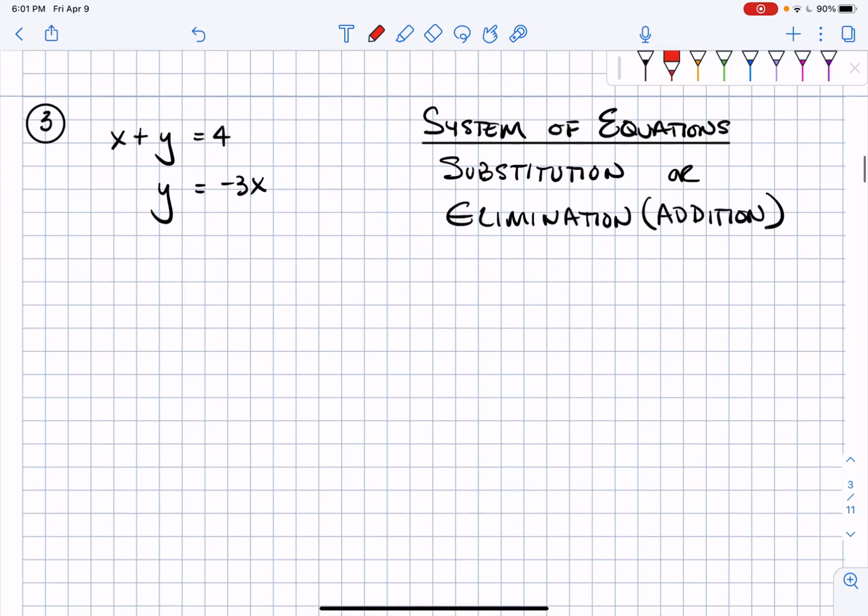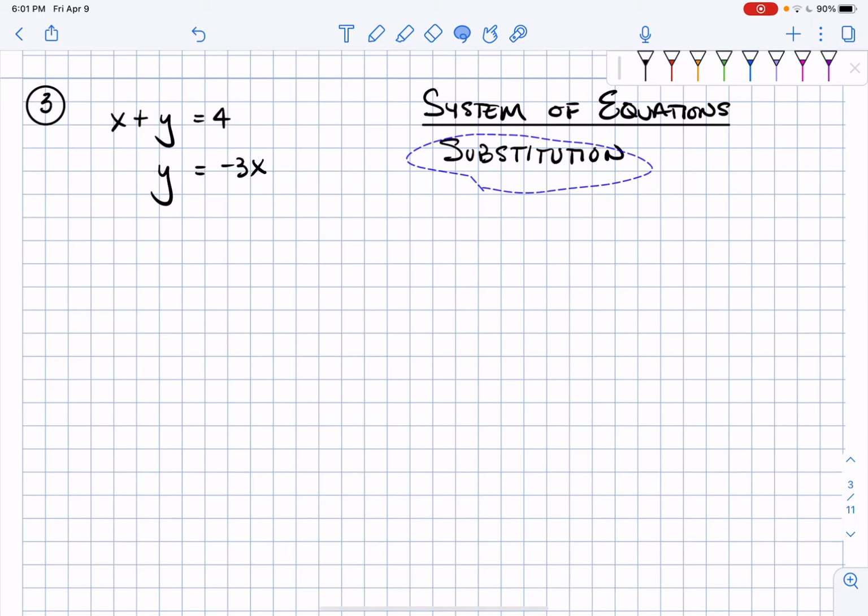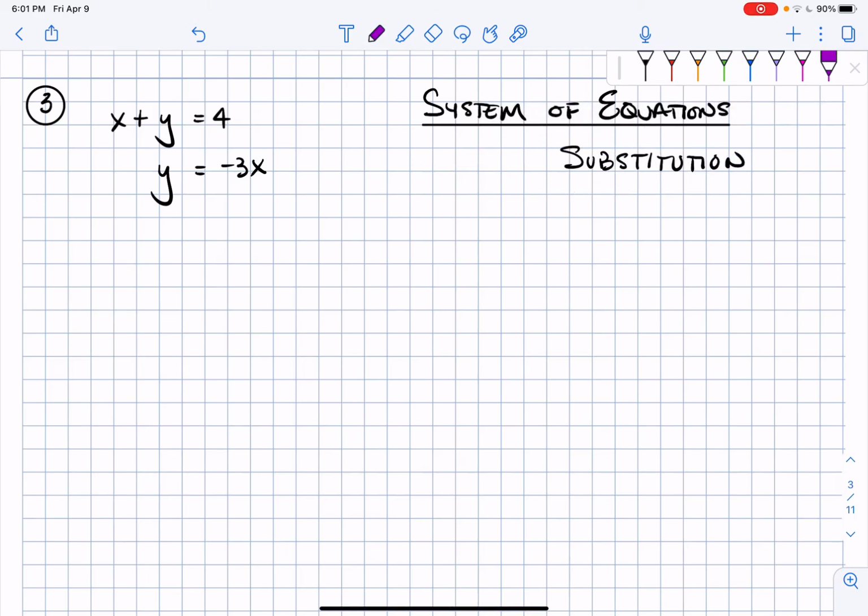Okay, on to number 3, system of equations. Now, this one right here, if you look at it, look at what it already did. It already solved for y for you, which is great. Thank you. So it's trying to lead me towards substitution. So in that case, let's go ahead and say using substitution.